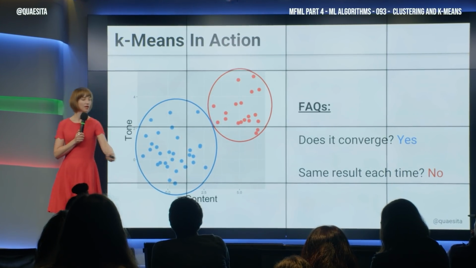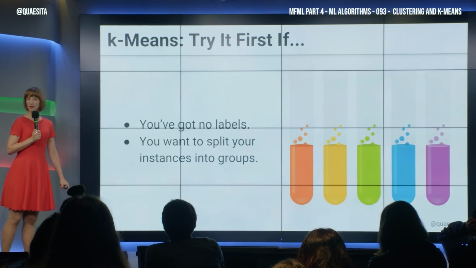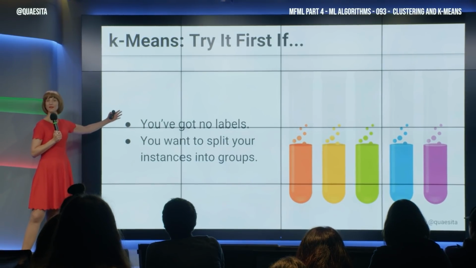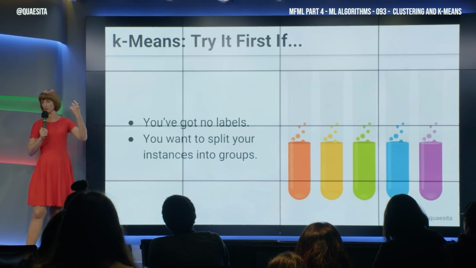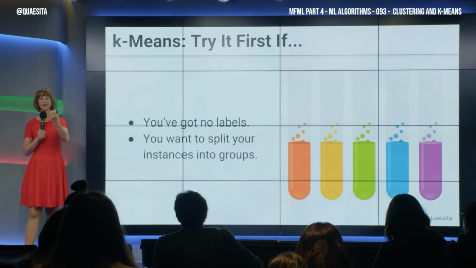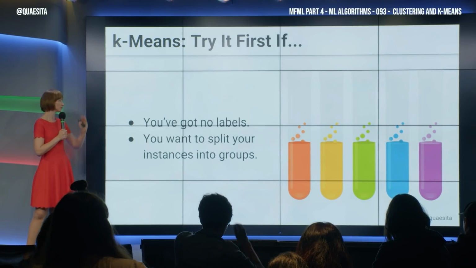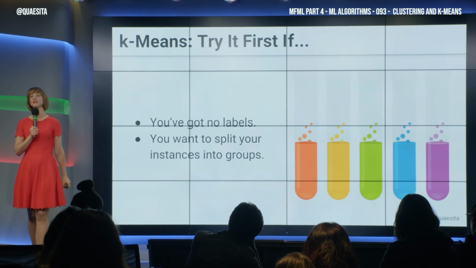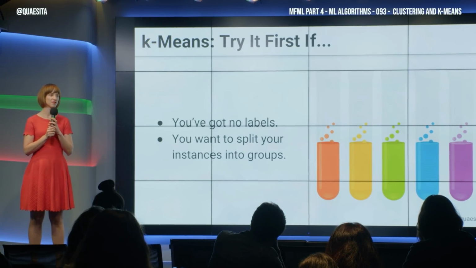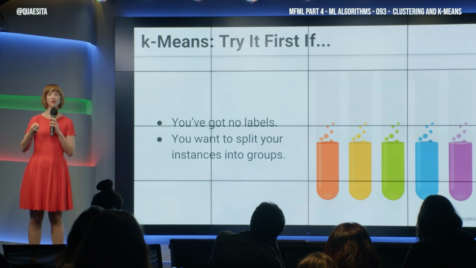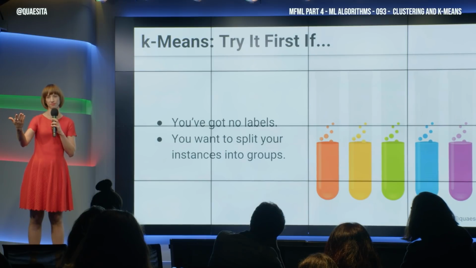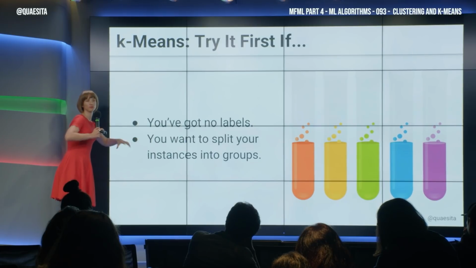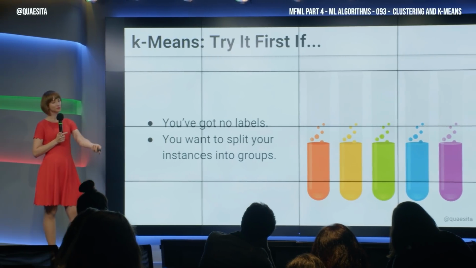So I have a try-it-first slide for all our methods, and here you will try it first if you have no labels. This tends to be the first unsupervised learning thing you go for if you have no particular reason to suspect you should be using a different one. This is where you want to split your instances into groups. Another kind of unsupervised learning approach is one where you are looking for anomalies, what is unusual. That's a different thing, we won't talk about it here. This one is where you're going for separating things into groups.